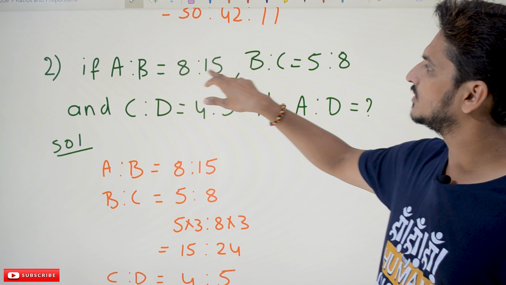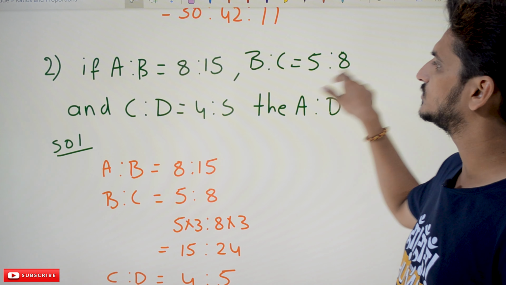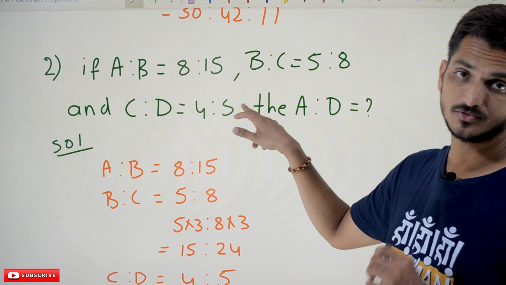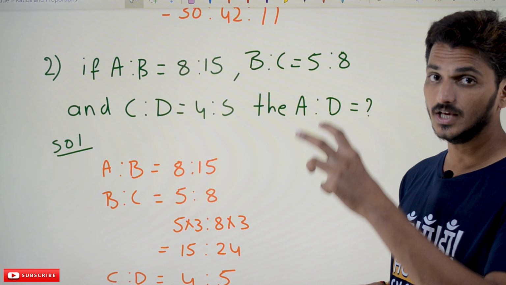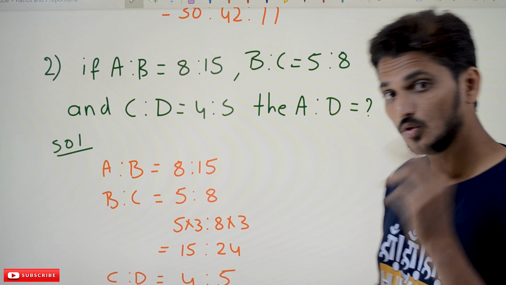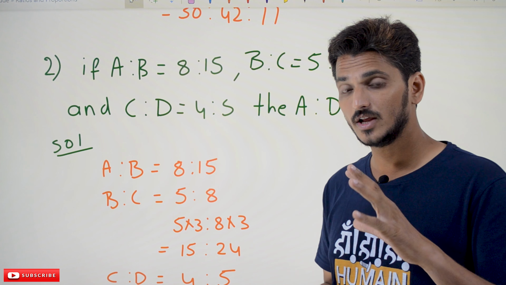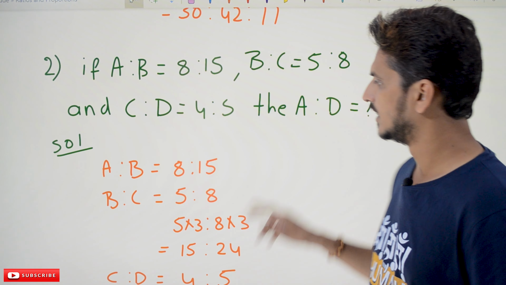If A is to B is equal to 8 is to 15, B is to C is equal to 5 is to 8 and C is to D is equal to 4 is to 5. Then A is to D equal to? We will explain this in two ways. Both are helpful in solving the remaining examples.